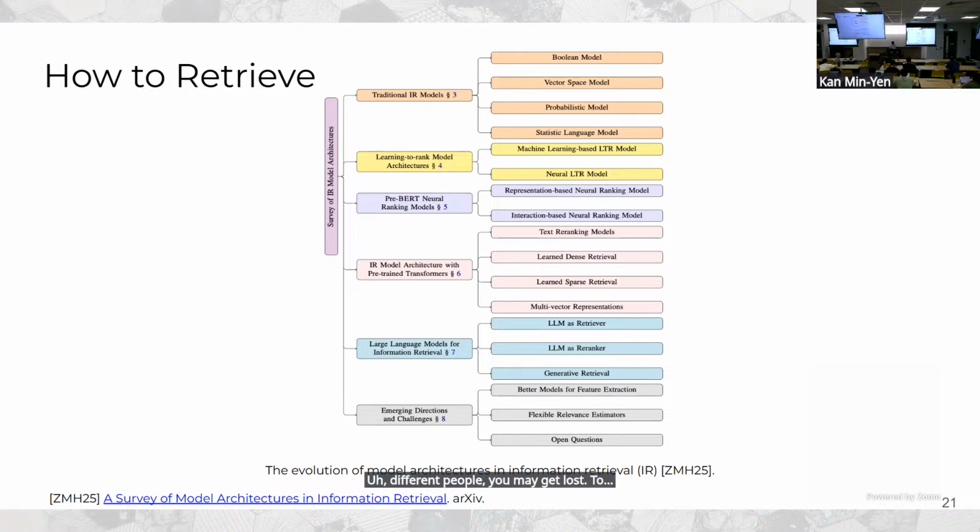In our case, we'll introduce a number of groups, especially the representative retrieval methods. About the detailed evolution of model architecture, please refer to this study for details.